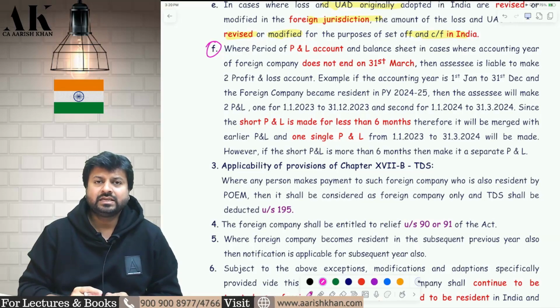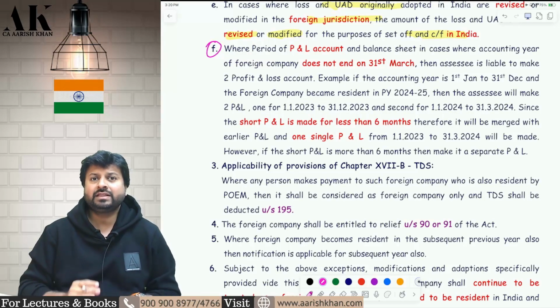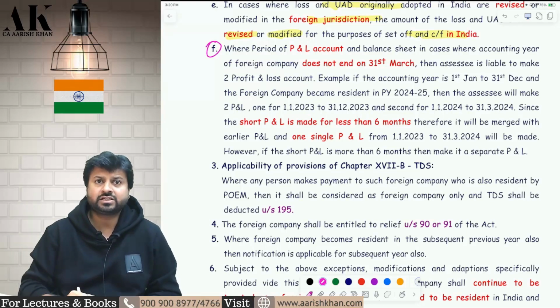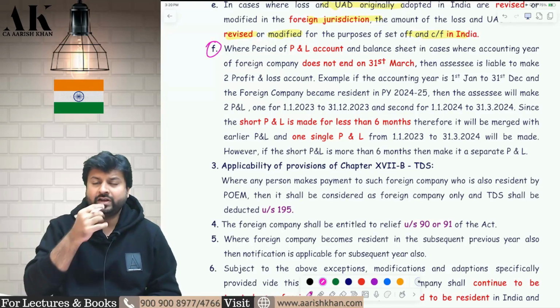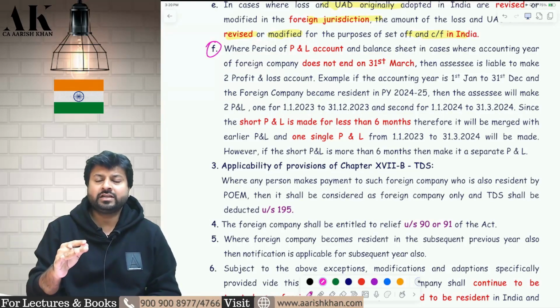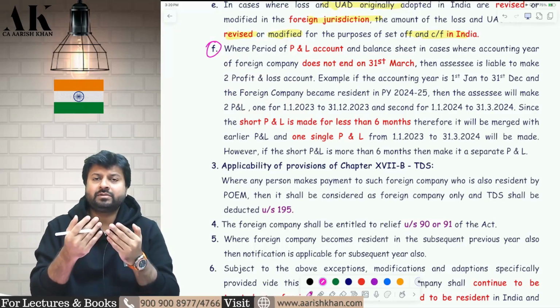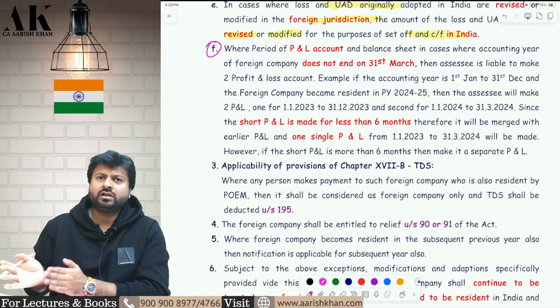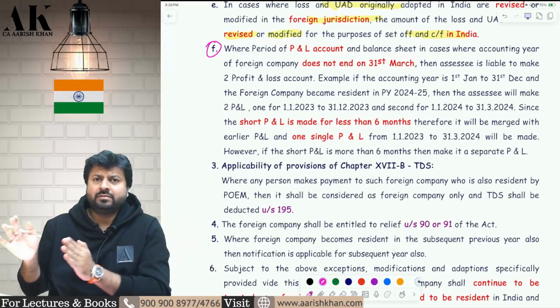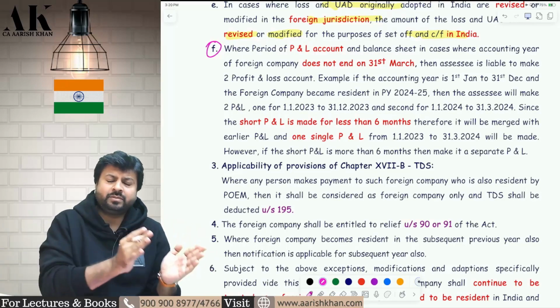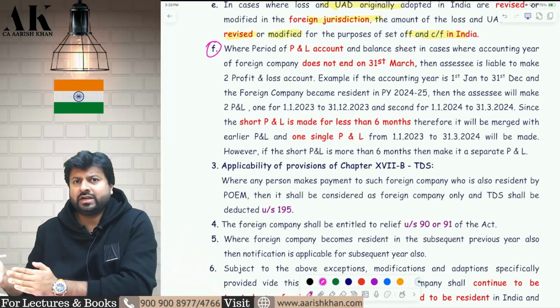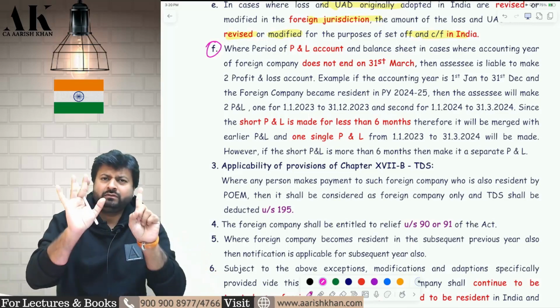Generally what happens? In India, we follow the financial year from April to March. But it may not happen that the foreign company is also following the financial year. What if the foreign company is following the financial year? If it is following the financial year, then there is no issue. Previous year 24-25 is the first year in which you have become resident. Previous year 23-24, losses will be carried forward for 8 years. Previous year 22-23, losses will be carried forward for 7 years. Previous year 21-22, losses will be carried forward for how many years?